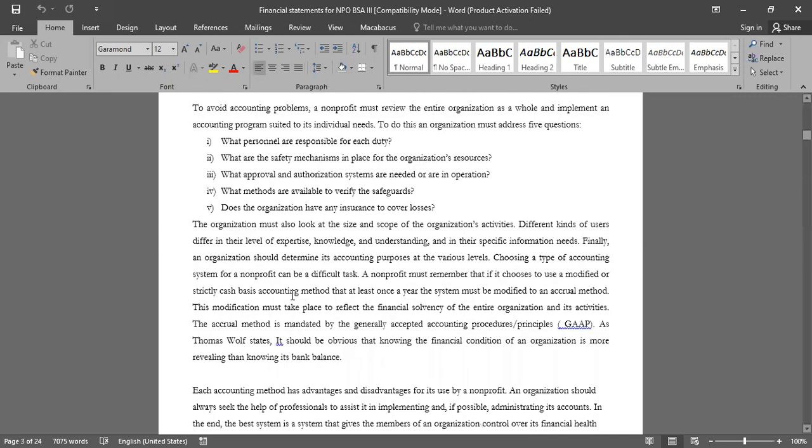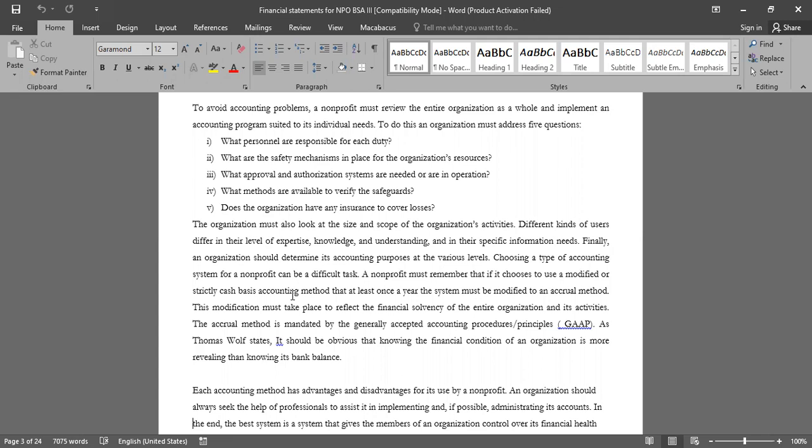So here they include, you want to know the personnel. What personnel are responsible for each duty? Before you think of your system, what personnel are responsible for each duty? What are the safety mechanisms in place for the organization's resources? Safeguard them. What approval and authorization systems are needed or are in operation? What methods are available to verify the safeguards? Then does the organization have any insurance to cover the losses? These are the things you think about as you come up with an accounting program for a not-for-profit.